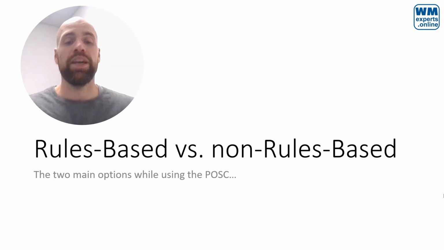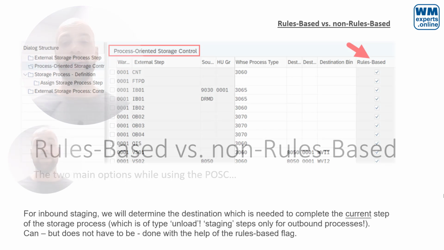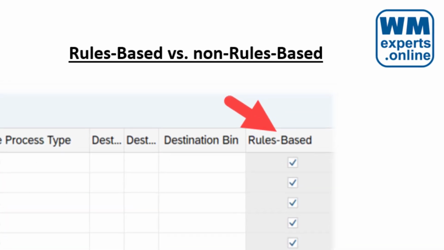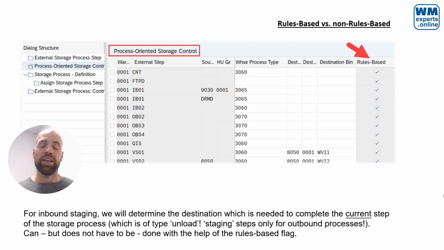As I said, we will start looking into the process-oriented storage control, and there is this tiny little flag called rules-based on the right side in the customizing for the process steps. In the context of the inbound staging bin determination, we are basically looking at the unloading step. So when you execute an unloading step as part of an inbound storage process, the destination of the unloading step is the inbound staging bin.